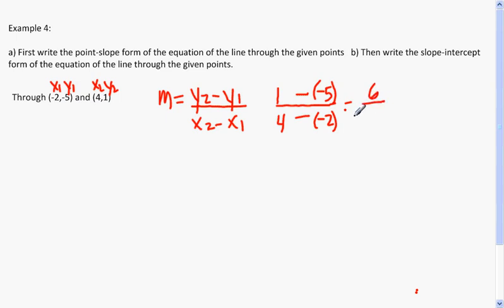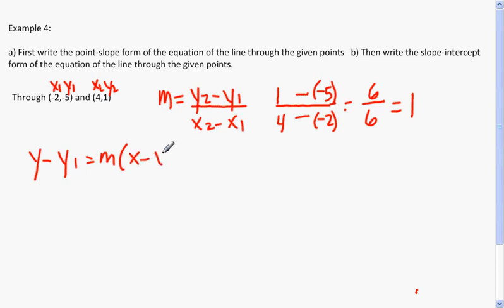We have 1 minus a negative 5, which is going to give us 6. We have 4 minus negative 2, which is going to give us 6. 6 over 6 would reduce to 1. Therefore, our slope is 1. Using this information, we're going to put it in point-slope form now.